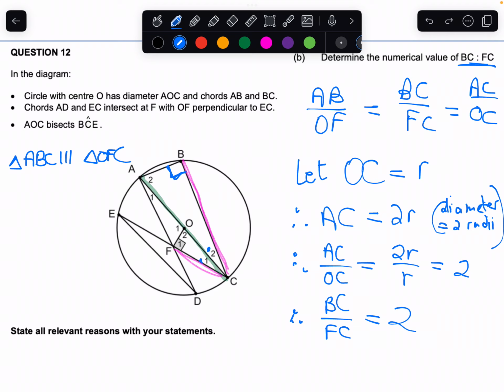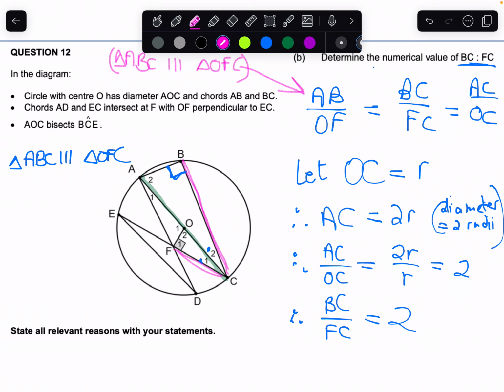And I'm guessing by saying numerical, they mean you give it as a number, so as a 2, as opposed to giving it as 2 to 1. I don't know if that would be wrong. We shall see what the memo says. And I just forgot to say one thing here. This statement, you should indicate that you know this because triangle ABC is similar to triangle OFC. Okay, maybe in fact I should just check the memo before we go to the last bit.